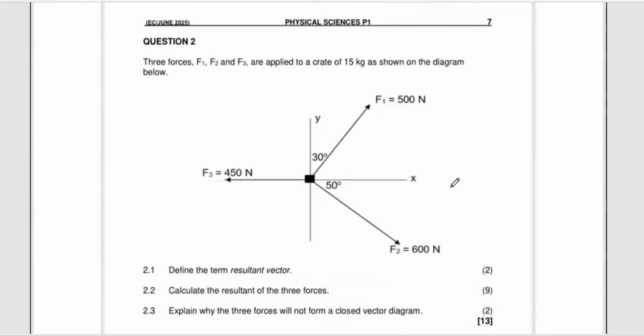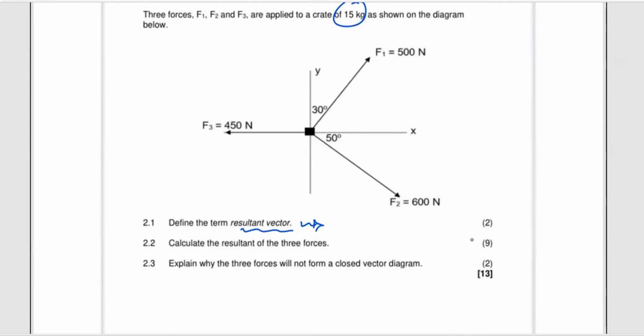All right, then question number 2. We have forces, 3 of them, F1, F2, F3 are applied to a crate which is 15 kilograms, as shown in the diagram. Then they want us to define the term resultant vector. So we know that a resultant vector is a single vector that would represent the effect of all the individual vectors. So one single vector that has the same effect as each of those vectors combined.